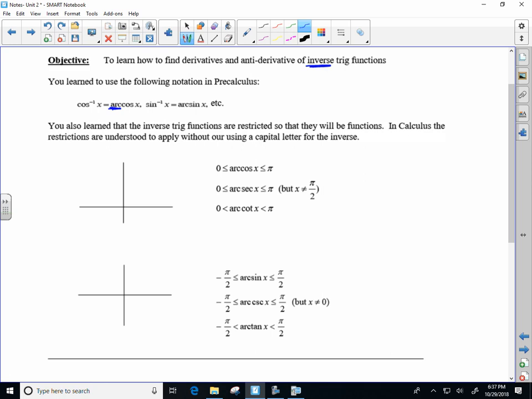All right, same idea with the inverse sine versus the arc sine. Inverse and inverse arc. You also, I almost wrote should have learned, but I thought that would have been a little too snarky. But yeah, you also learned that inverse trig functions are restricted so that they can be functions. But we're going to go over it anyway.